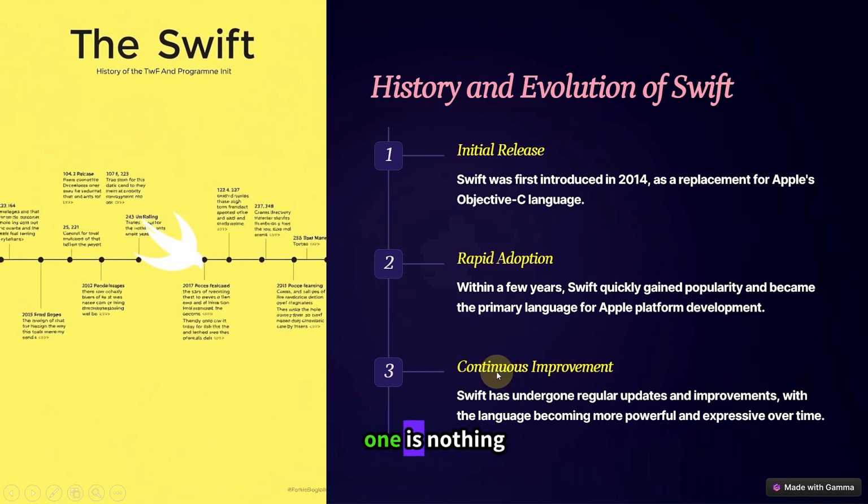The third one is continuous improvement. We know that the applications like iOS, mobile and Mac, laptop or desktop are updated every year. Then the language is also updated. That language is nothing but the Swift programming language.